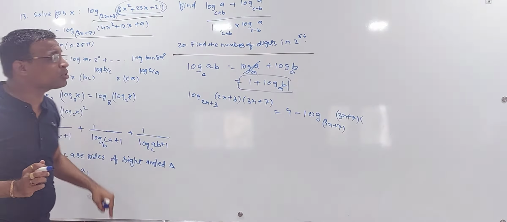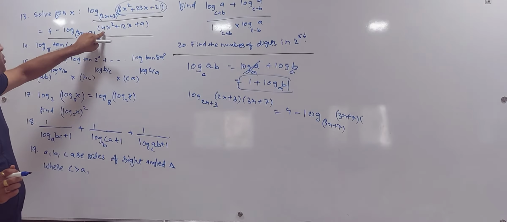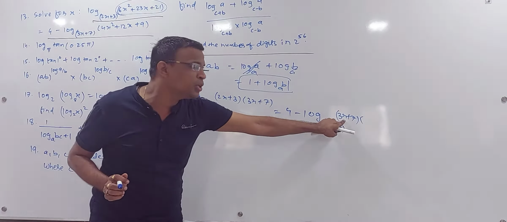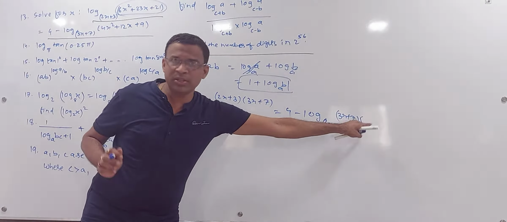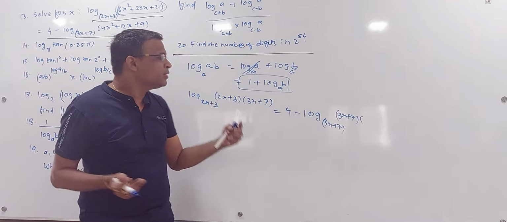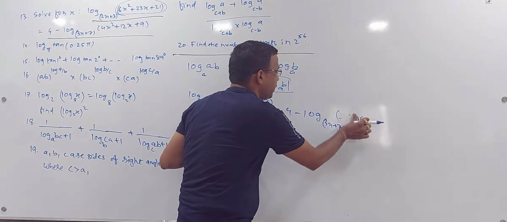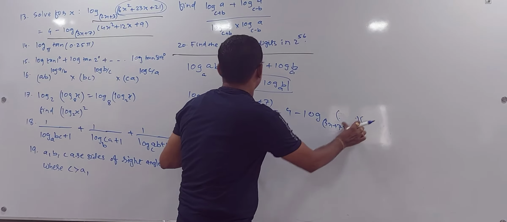Why is 3x plus 7 not coming? Because see here, the coefficient of x square is 4, and if I take 3 common out of that, 3 and 4 do not have a common factor. That's why I dropped this plan and I am just taking 2x plus 3.